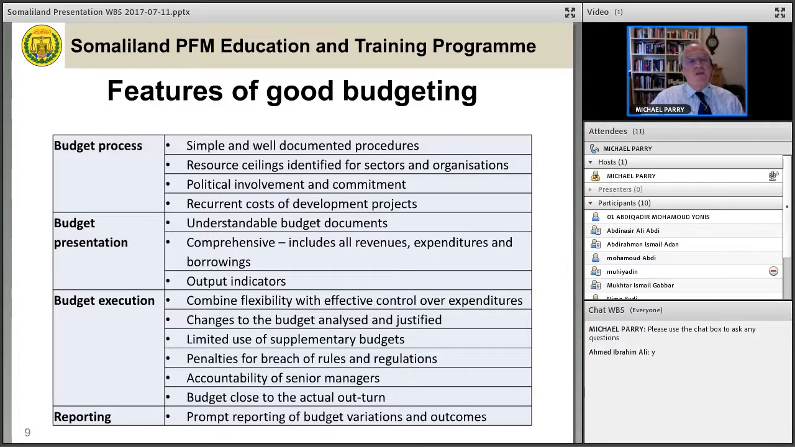And the third feature is that there should be some sort of output indicator. Simple ones. If you build a hospital, how many patients do you expect to go through the hospital? So simple output indicators should also be a feature of your budget. And the third group of features of good budgeting relate to the execution of the budget. One of the problems is to combine flexibility with control over expenditure.